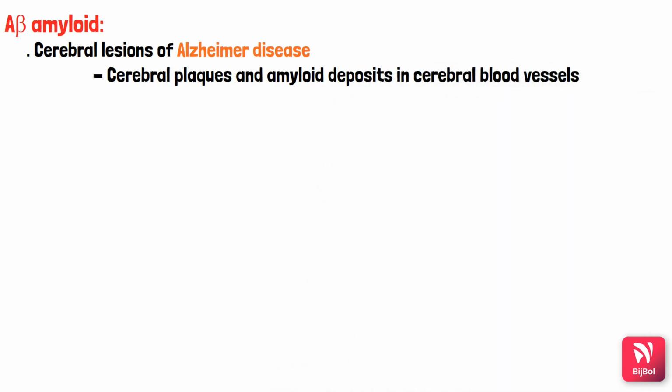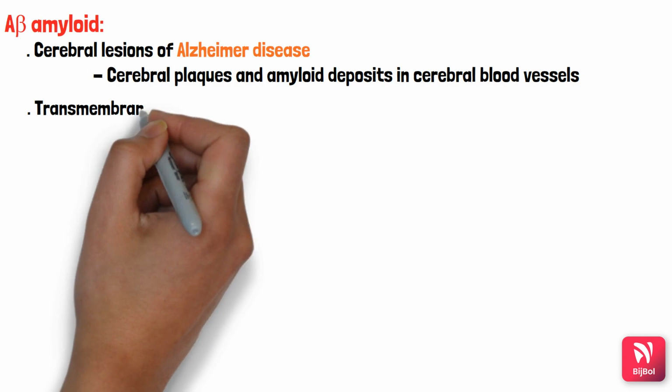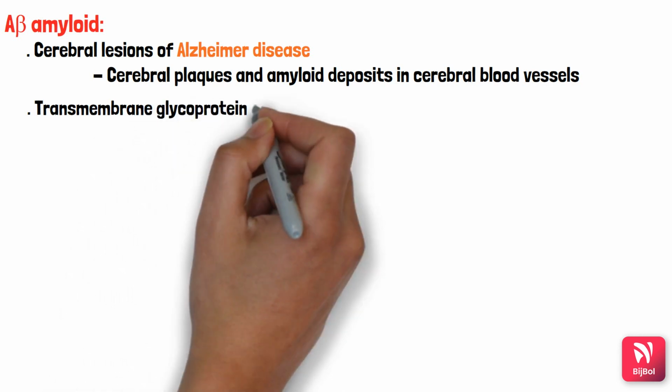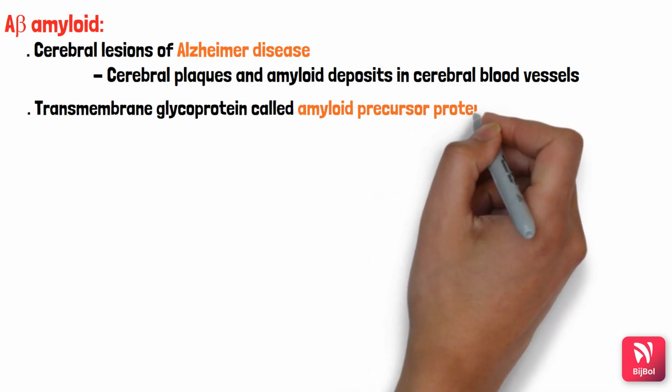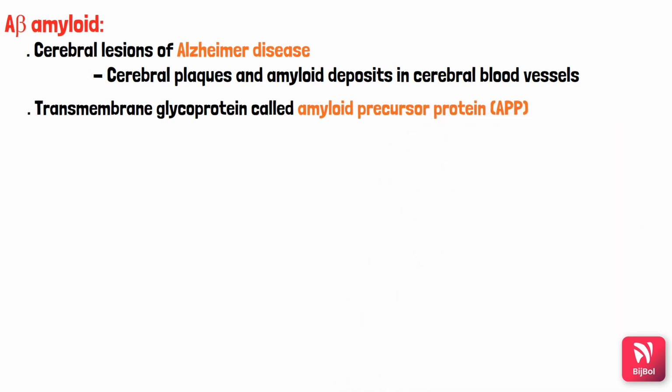So in the cerebral plaques as well as in the amyloid deposits around cerebral blood vessels, this A beta amyloid will be formed. So what is the main protein that is forming this A beta? It is a transmembrane glycoprotein, called amyloid precursor protein, APP. This amyloid precursor protein results in the formation of A beta amyloid in Alzheimer's disease, the cerebral lesion.